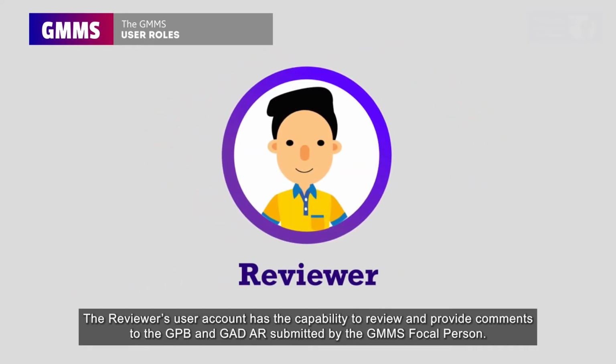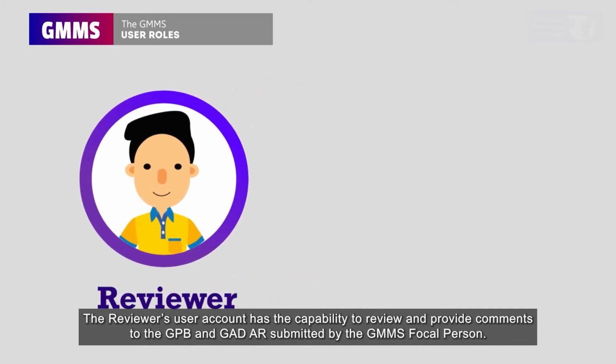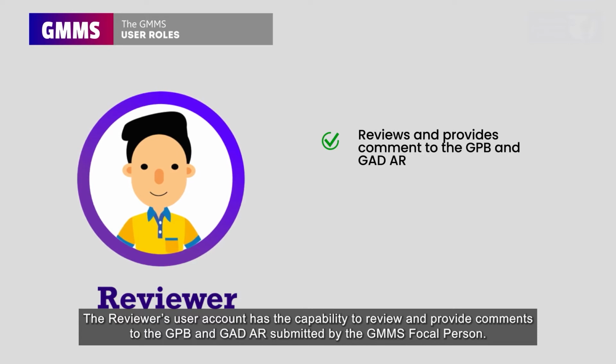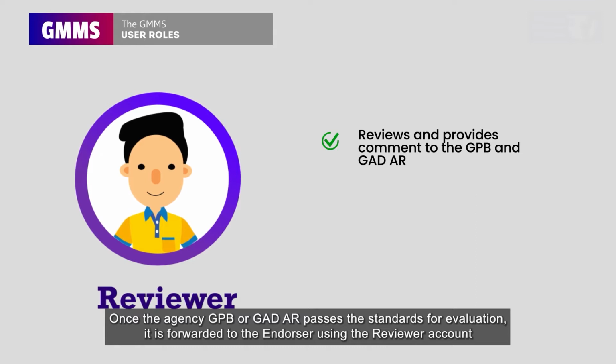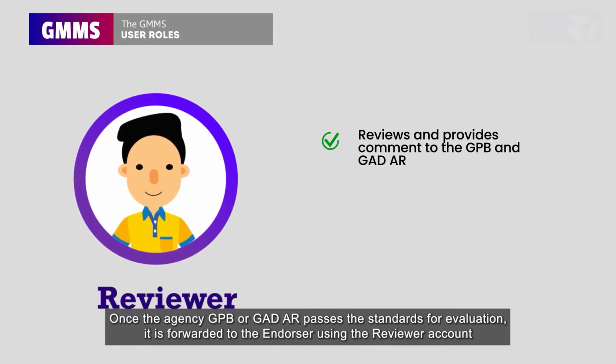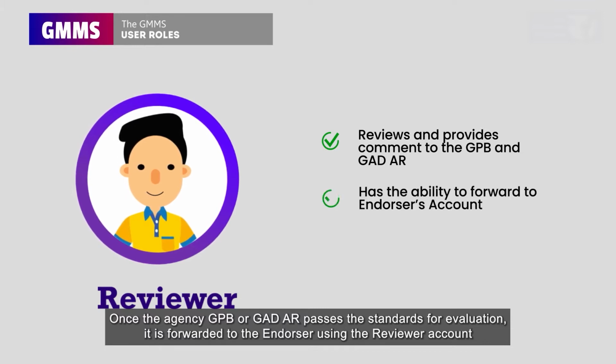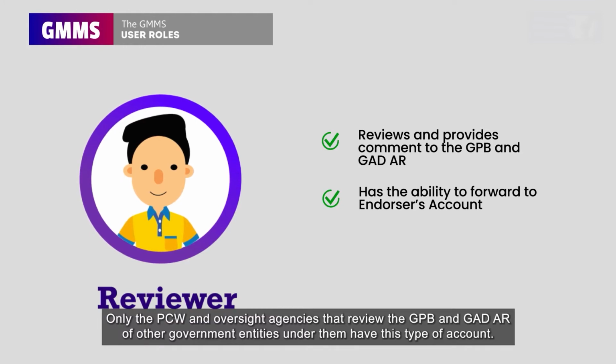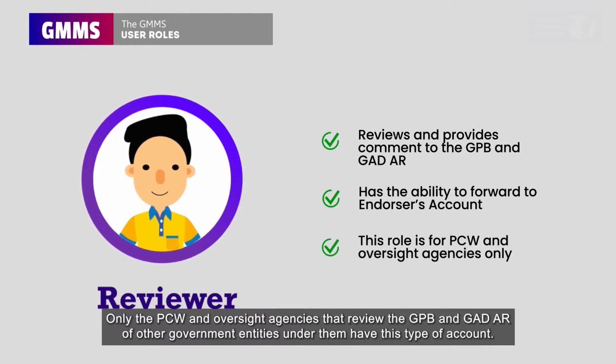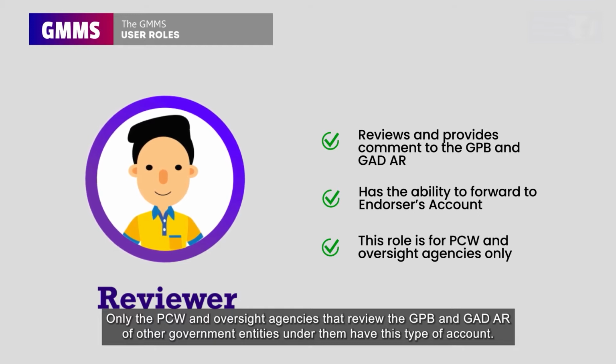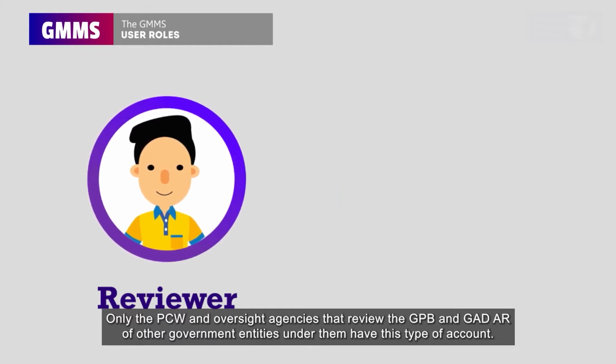Reviewer. The reviewer's user account has the capability to review and provide comments to the GPB and AR submitted by the GMMS focal person. Once the agency GPB or AR passes the standards for evaluation, it is forwarded to the endorser using the reviewer account. Only the PCW and oversight agencies that review the GPB and AR of other government entities under them have this type of account.